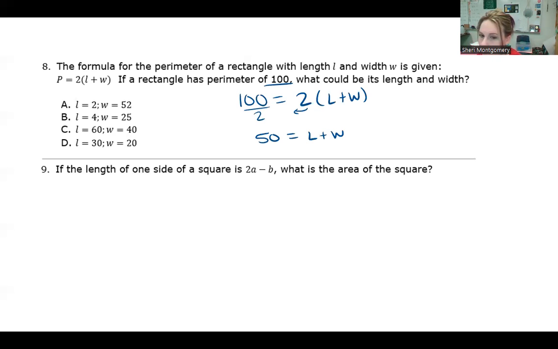So what do we know about length and width? What do they need to add up to? 50. Go look at your answer choices. We're looking for the one that the 2 numbers could add up to be 50. Yeah, has to be D. The other ones don't work. So that's how you do that problem. You plugged in all the lengths and the widths as well.